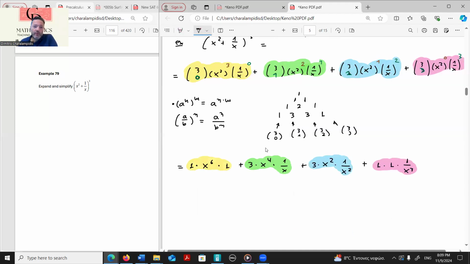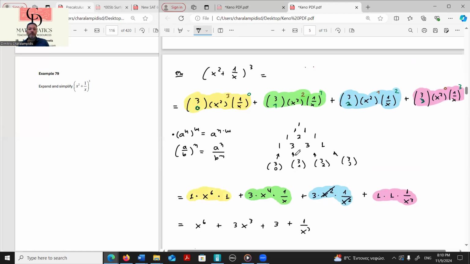1 times x to the power of 6 is x to the power of 6, multiplied by 1 again, it's x to the power of 6. Plus 3 times 1 is 3, x to the power of 4 over x. Based on this property, I should keep x and find the difference between 4 and 1, x to the power of 3, plus 3, and these are cancelled out, plus 1 over x cubed. This is the simplified form expression of the binomial (x squared plus 1 over x) to the power of 3.